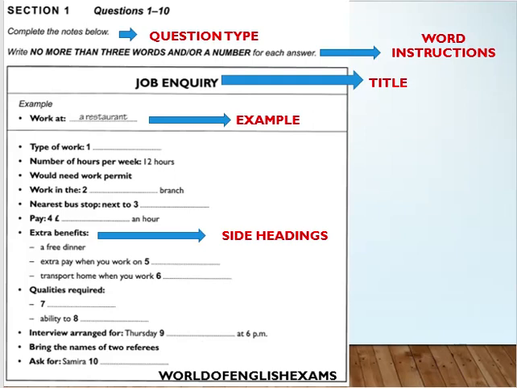So the word instructions say it is no more than 3 words and or a number, which means you can write a maximum of 3 words plus one number. So here lies the hint. You definitely have to write one answer as a number. At least one answer will be a number. You have to understand what it is, and then you have to listen to the audio. Clear? So I hope that this instruction is very, very clear to you.